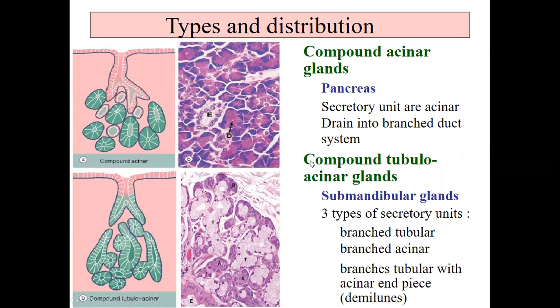And for the compound tubuloacinar gland, that means a combination of tubular and acinus at the secretory portion. An example is the submandibular gland, with three types of secretory unit. We have the branched tubular, the branched acinar, and the branched tubular with acini at the end, or demilunes.